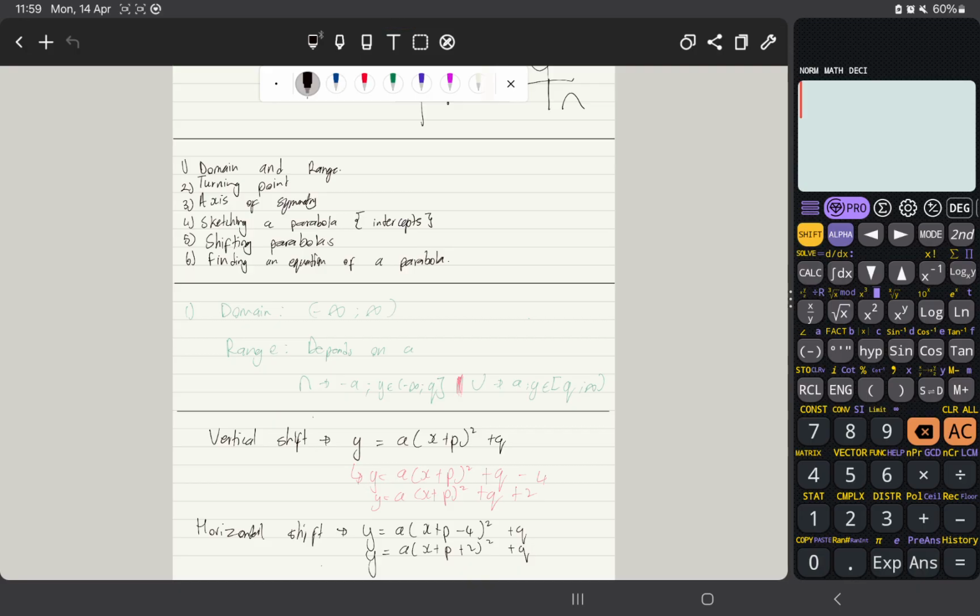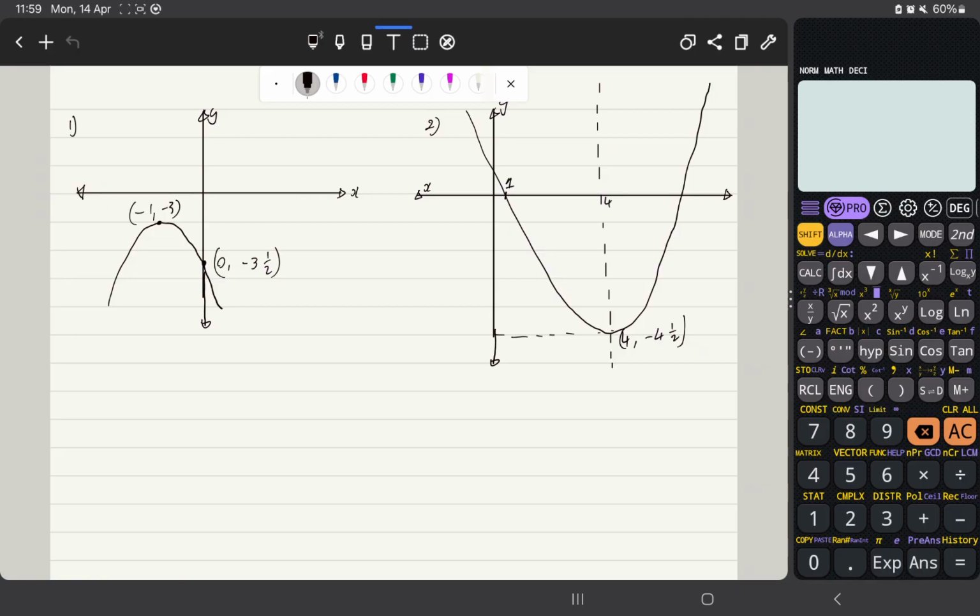Let's talk about the domain and the range. So we know the domain and the range. Let me draw a straight line here. Maybe let me go that thick.